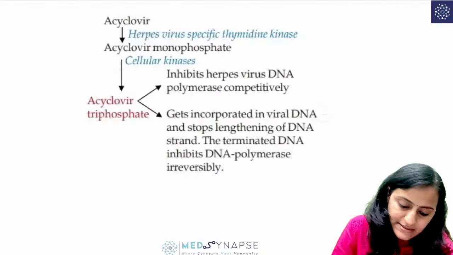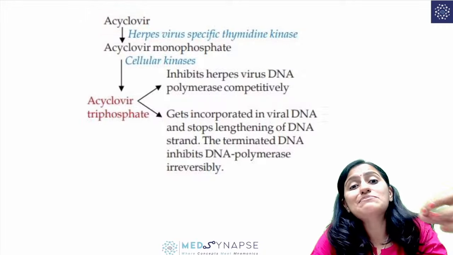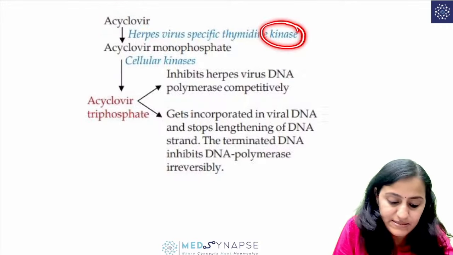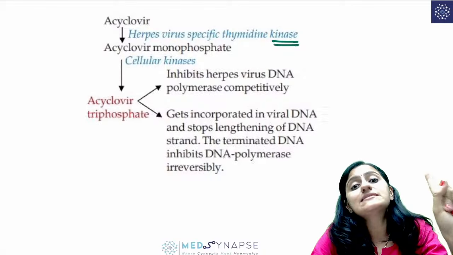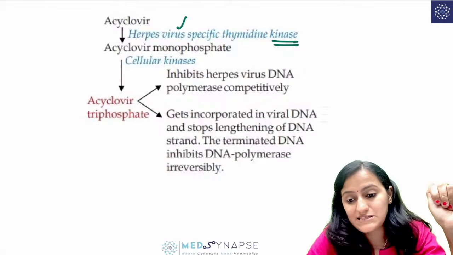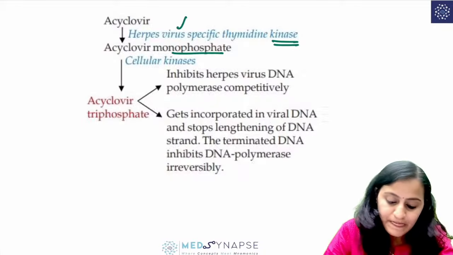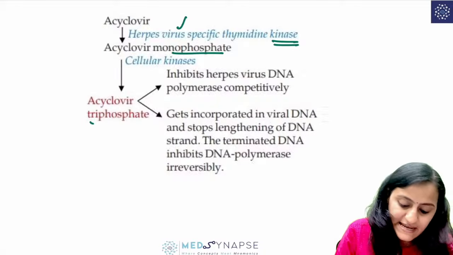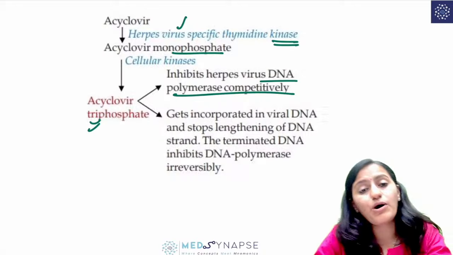Acyclovir, look at this one. So acyclovir is acted upon by this herpes virus specific thymidine kinase. Please remember this enzyme is thymidine kinase and not thymidine synthetase. Okay, and this is virus specific. So that is converted to monophosphate, right? Then you have acyclovir triphosphate, and this is what inhibits the DNA polymerase.